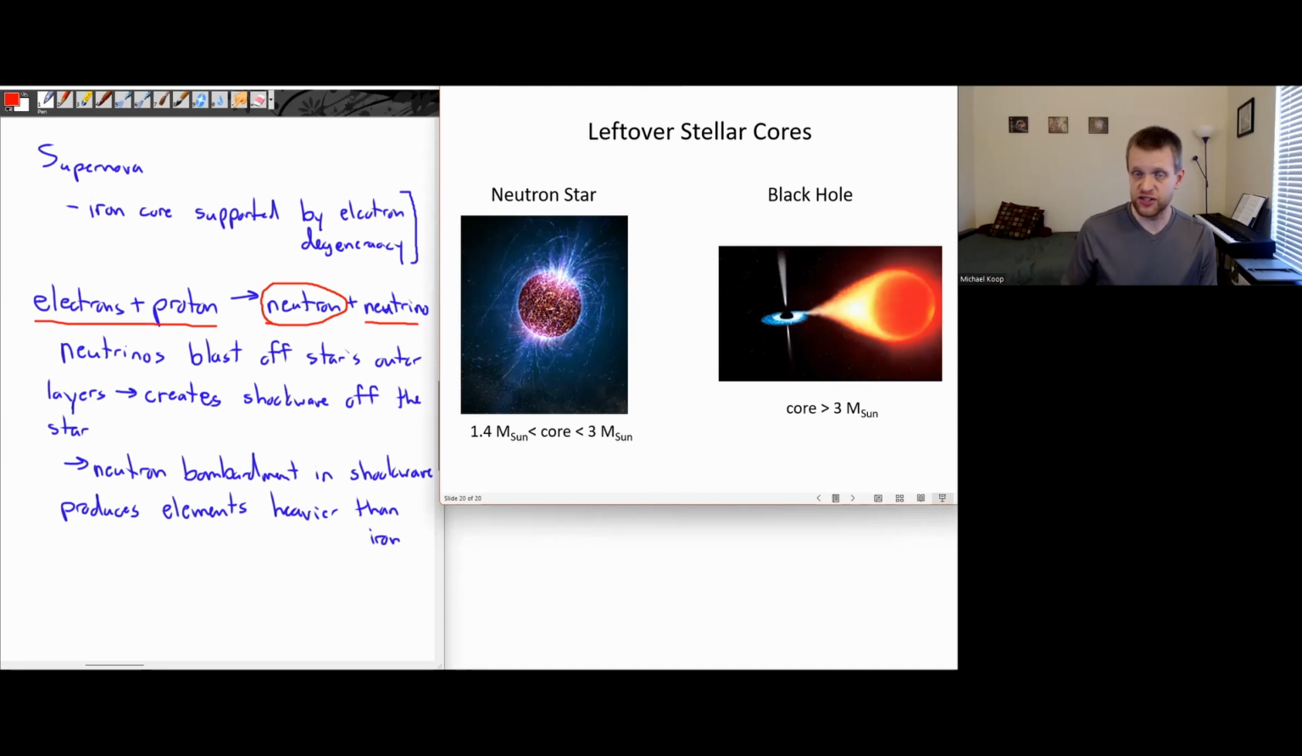So in some of the next sessions, we'll talk about the properties of these different kinds of leftover dead stars, white dwarfs, neutron stars, and black holes. We'll be talking about some of those different kinds of dead stars in some of the next sessions.